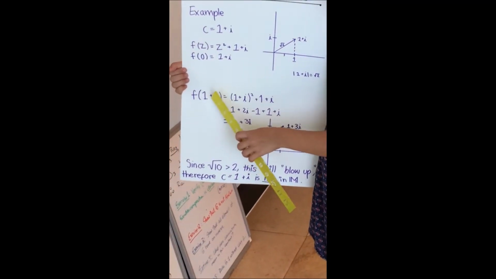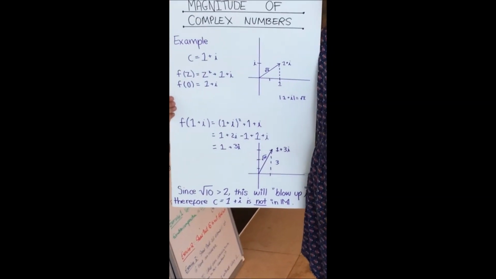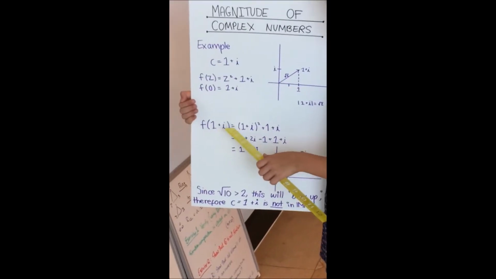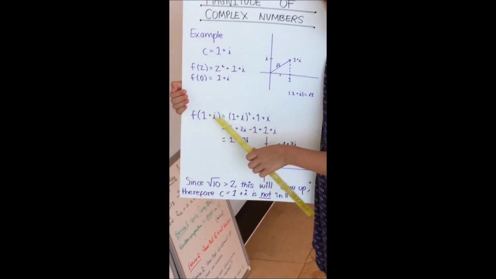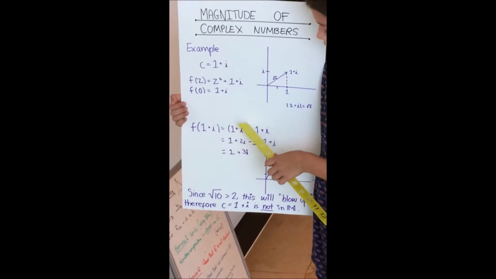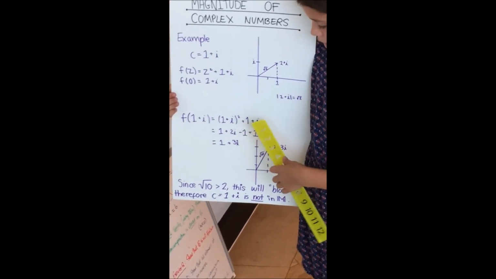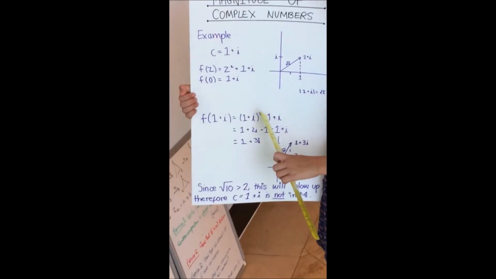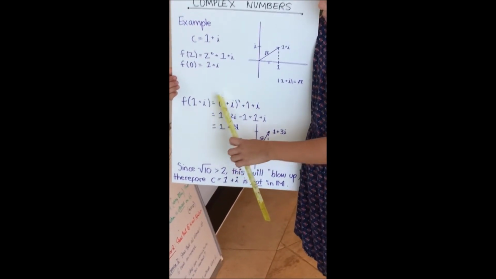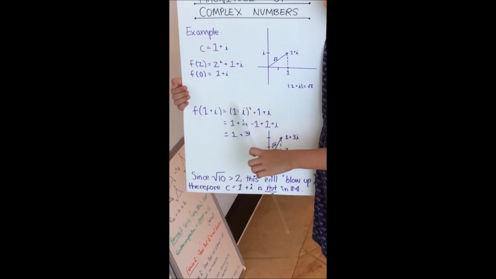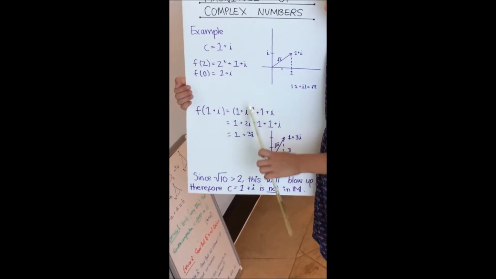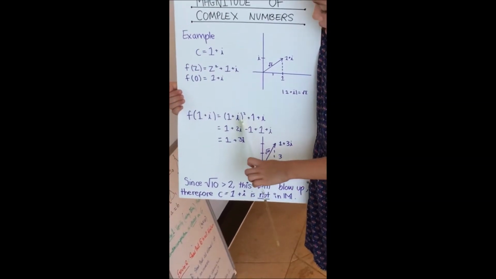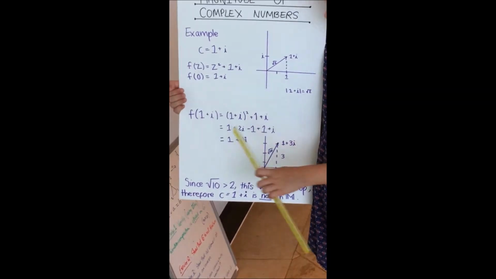f of 1 plus i. This is a little harder. Here's where it gets harder. So let's continue. f of 1 plus i equals (1 plus i) squared plus (1 plus i). Okay, so what is that? That is like any normal multiplication, just expand. So 1 times 1 is 1, plus 1 times i, or 1 times i, that's 2i, and then i times i, which is -1, and then plus 1 plus i.